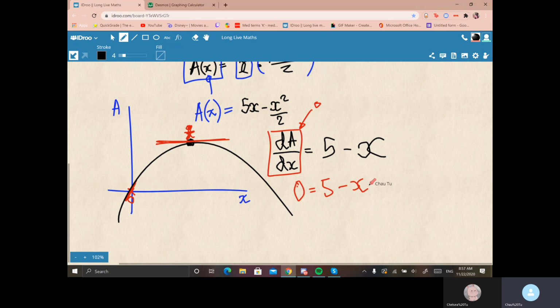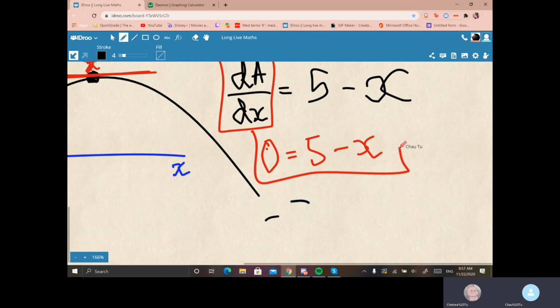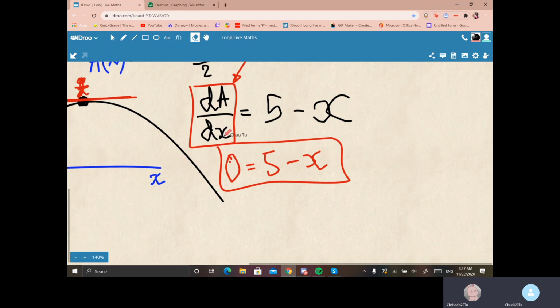So what now? Put 0, and then you solve for x. Okay, so what is that? How do you solve this?